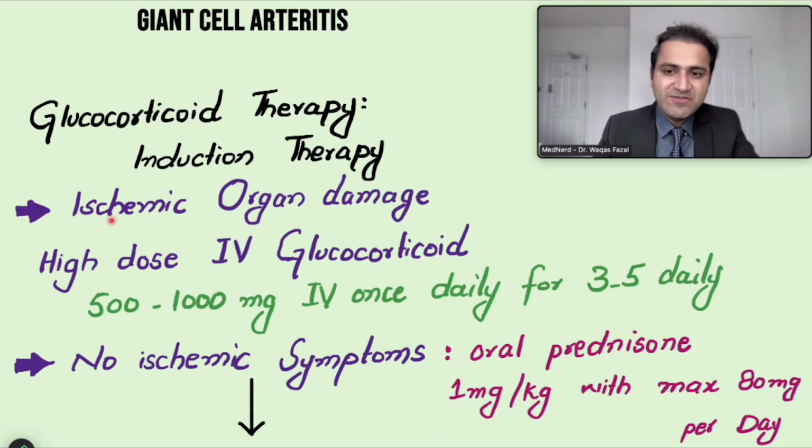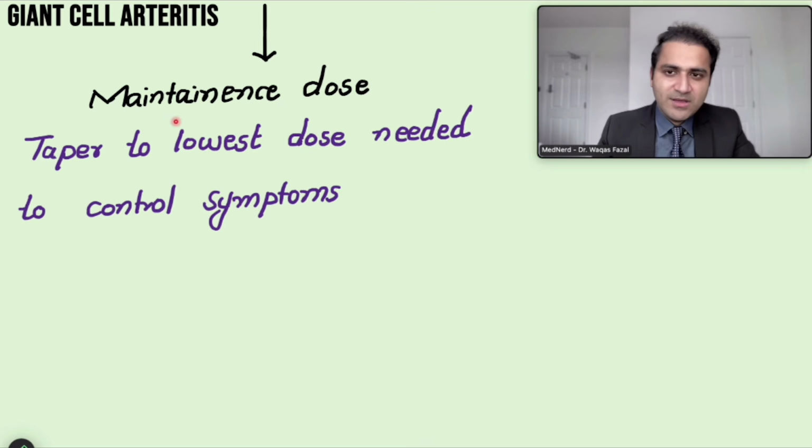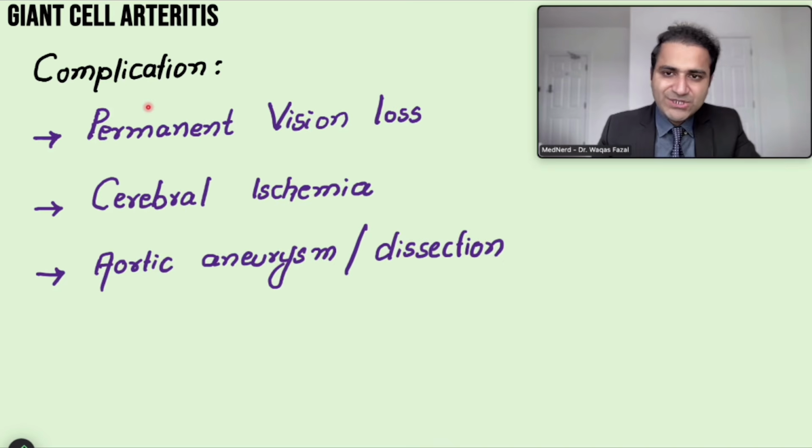Glucocorticoid induction therapy: if there is ongoing ischemia, give high dose methylpred. If there are no ischemic symptoms, then give oral prednisone. Then shift the patient to a maintenance dose of steroids. The complications, permanent vision loss being the most important complication.